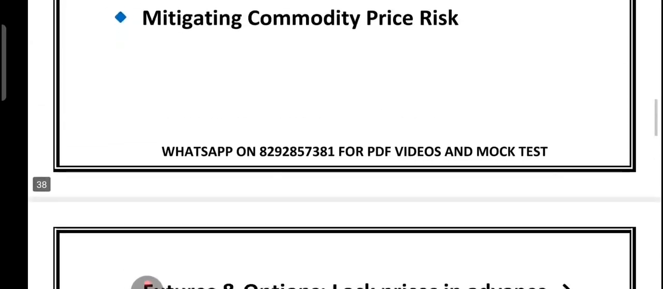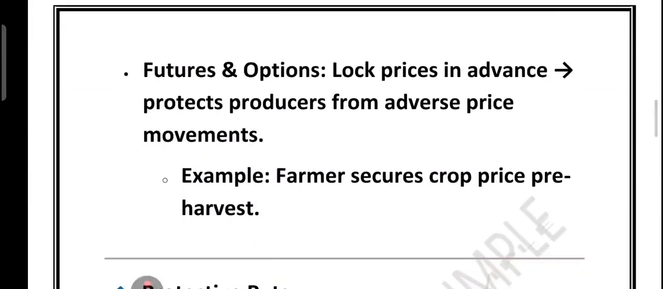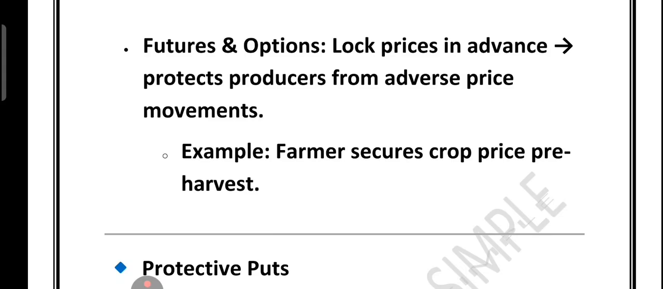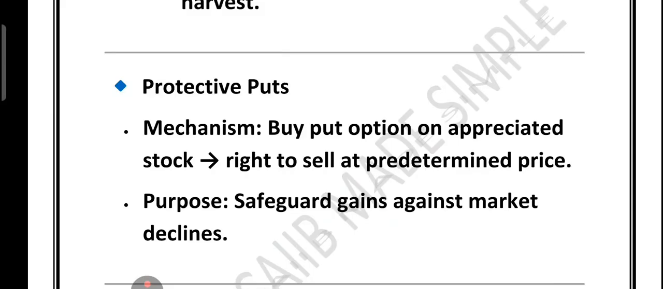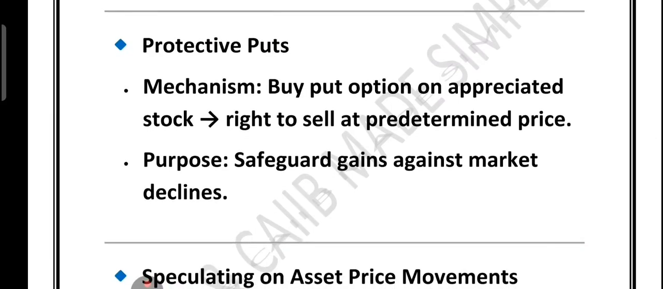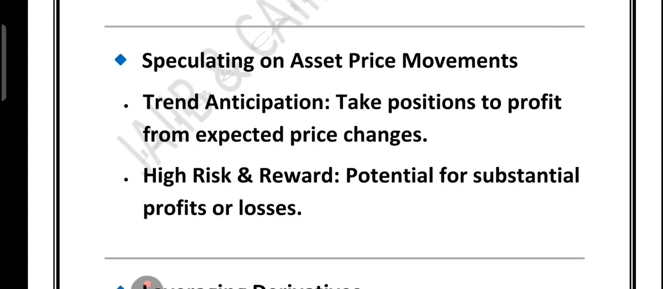So we can mitigate the commodity price risk. Futures, as an option, lock the price in advance and protect the producer from adverse price movement, right? Then we have protective puts. What it is all about: you buy a put option on an appreciated stock and you have the right to sell at a predetermined price.